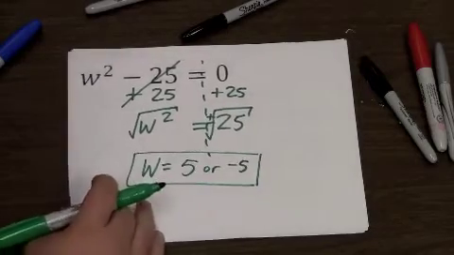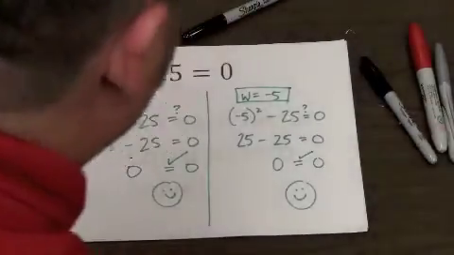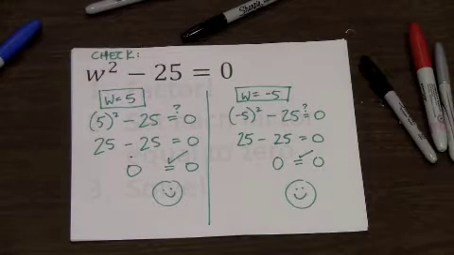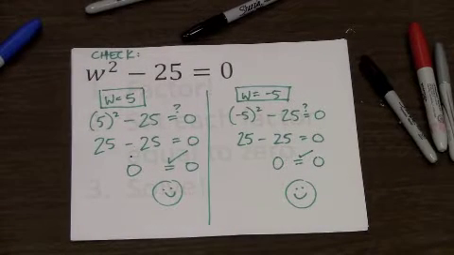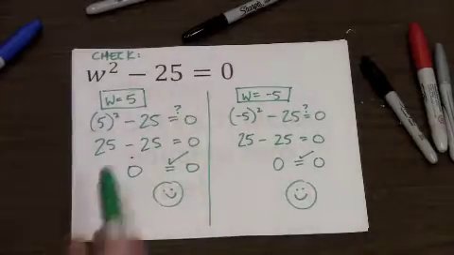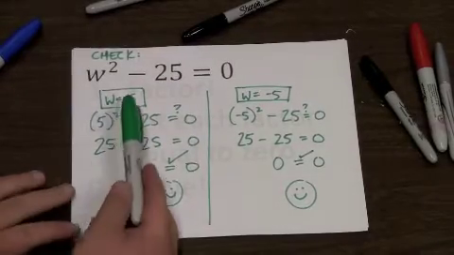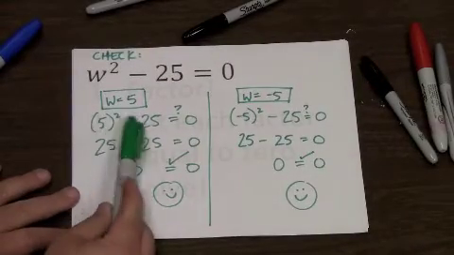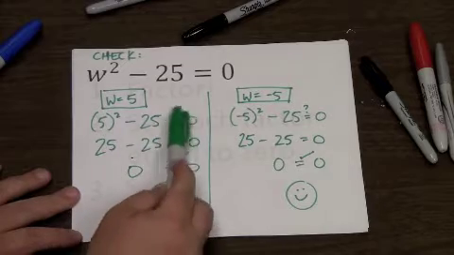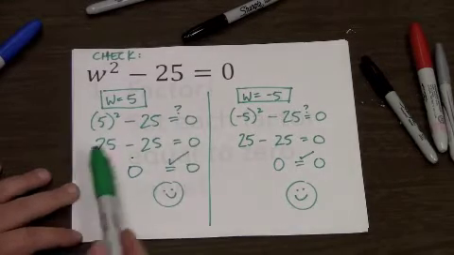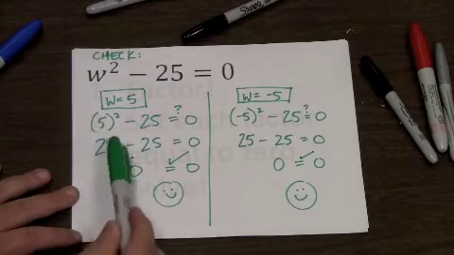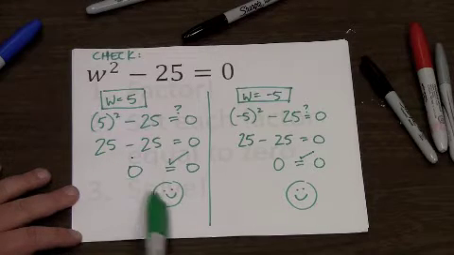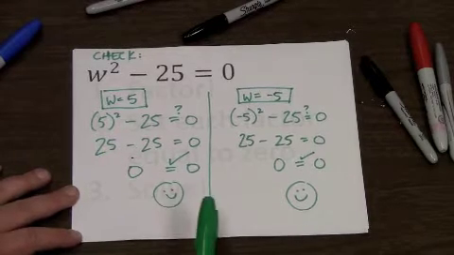Okay? Well, we can check those answers, and I've already written the check out here, and prove to ourselves that it does work. The way you check yourself is you plug in the answers to see if you get a true statement. So when I plug in 5, I get 5 squared minus 25, and I'm testing to see if that's equal to 0. 5 squared is 25, and 25 minus 25 does equal 0. So of course that makes me happy.